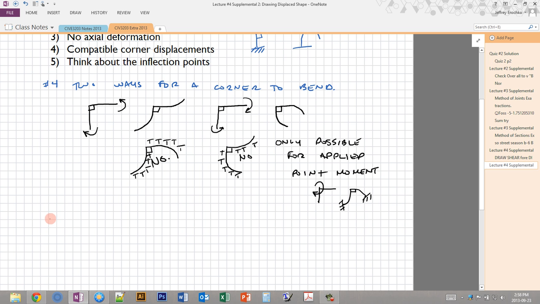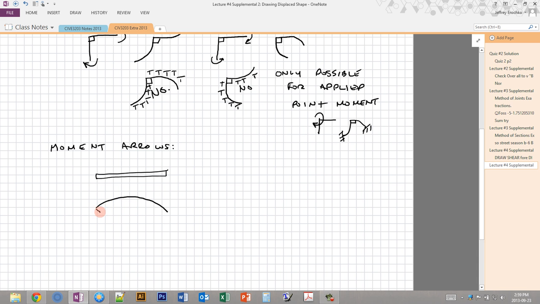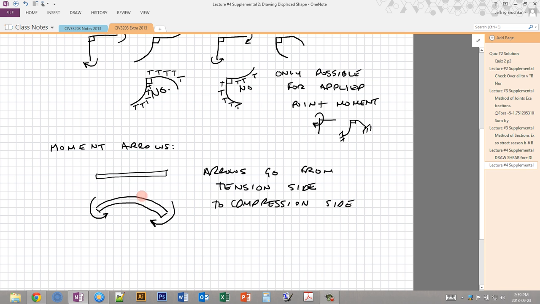Okay, another interesting point to make is how moment arrows work. If we have a beam that looks like this, and we bend that beam, concave down for example, then the moment arrows have to look like this. Right? So you can imagine grabbing this beam and turning it in the direction of the arrow. So you're twisting the ends in the direction of those arrows. The arrows always go from the tension side of the beam to the compression side. Okay, so obviously this side is in tension on this beam, and this side is in compression. So those arrows are always pointing towards the compression side when you have a moment.